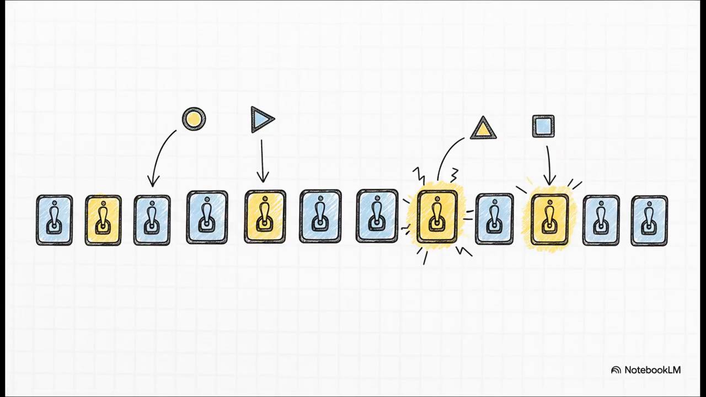The best way to think of it is like this. You have a long row of light switches, and they're all initially off. To add an item, you run it through, say, k different hash functions.